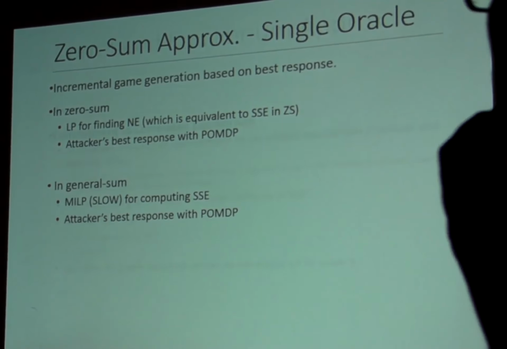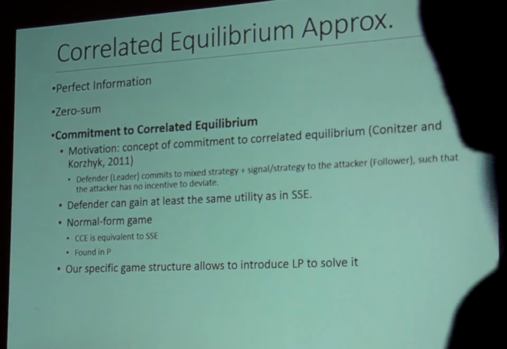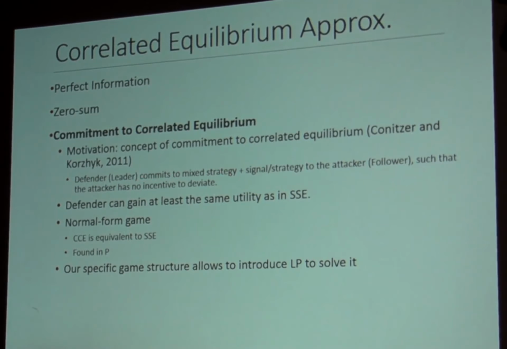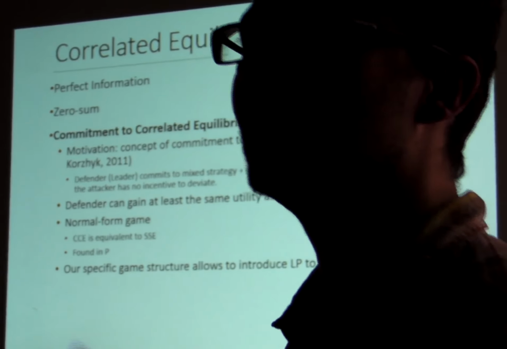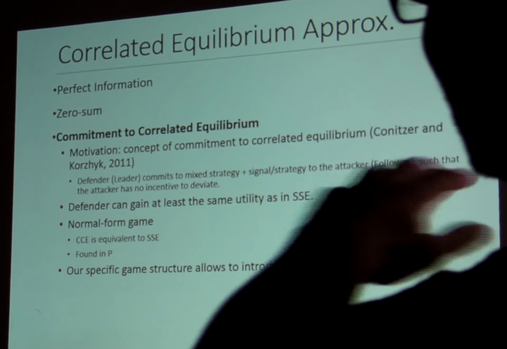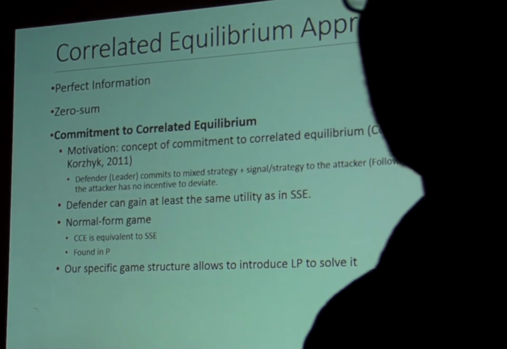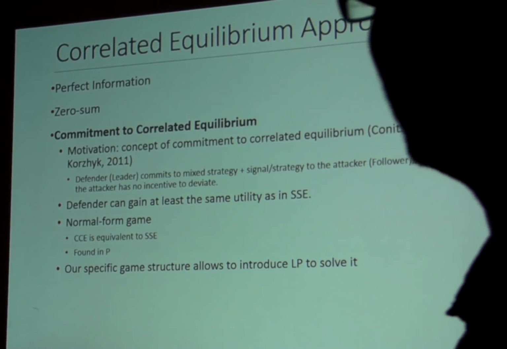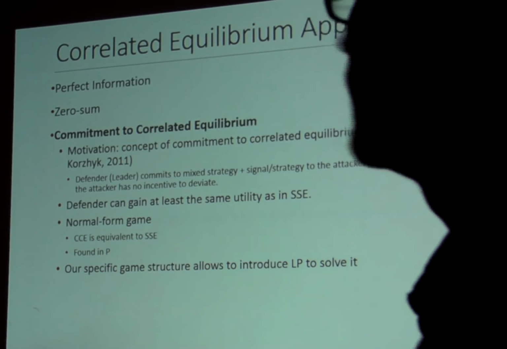And the last approximation was a commitment to correlated equilibrium, but it's more theoretical. Correlated equilibrium is where the defender does not commit only to a mixed strategy, but also to a signal that is going to say to the attacker, okay, in this information set, play this action. It's going to give the defender only higher utility, and we tried it, and from that we deduced some strategy, and it was actually very good. This one was the best of all the approximations, but it was very slow.